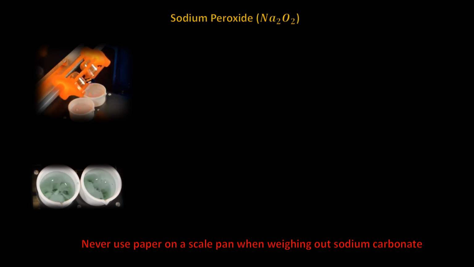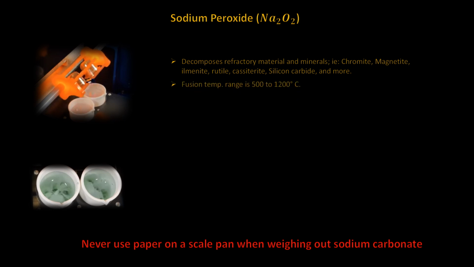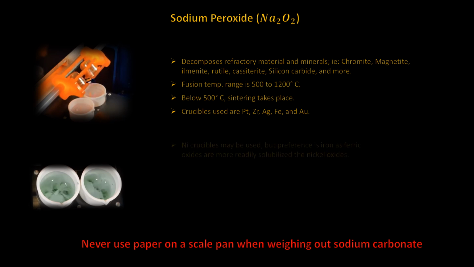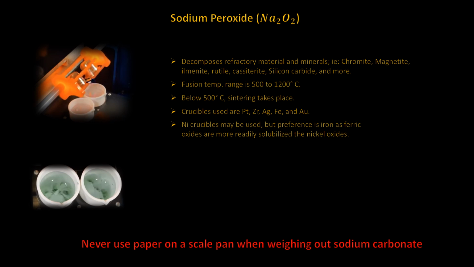Now this reagent is used to decompose refractory materials such as chromite, magnetite, ilmenite, rutile, cassiterite, silicon carbide, and more. Fusion temperatures will range from 500 degrees centigrade to 1200 degrees centigrade, depending on sample material. Below 500 degrees centigrade, sintering takes place. Crucibles commonly used are platinum, zirconium, silver, iron, and gold. Nickel can be used. However, iron crucibles are preferred as ferric oxides are more readily solubilized than nickel oxide. The others are much more expensive.